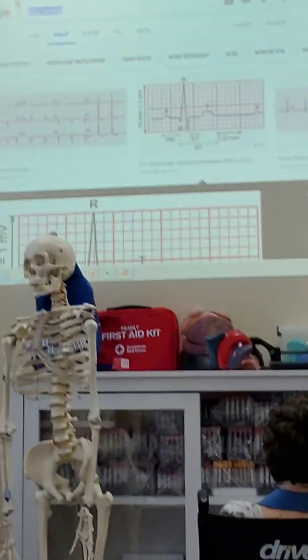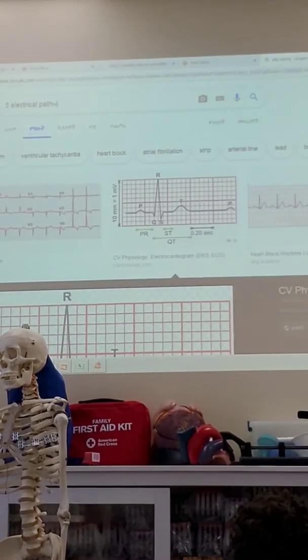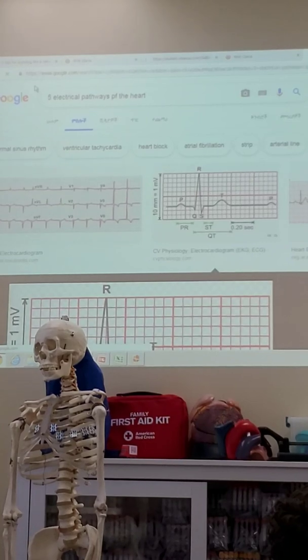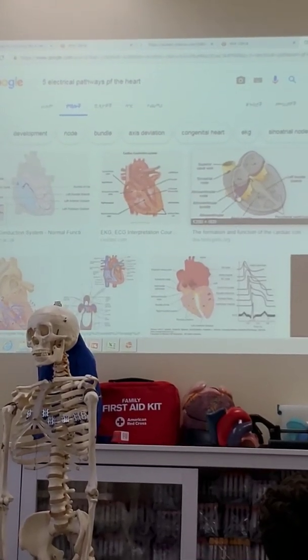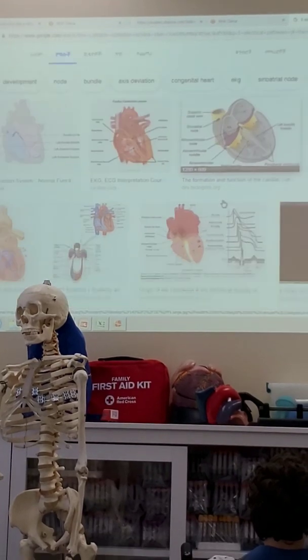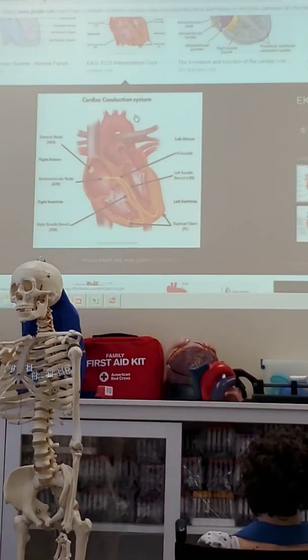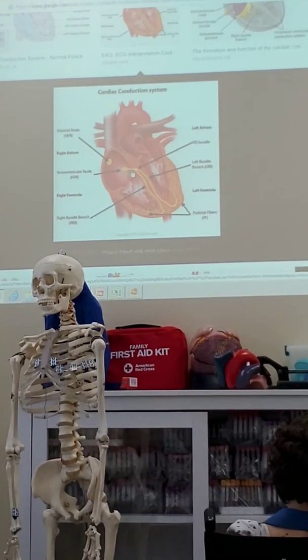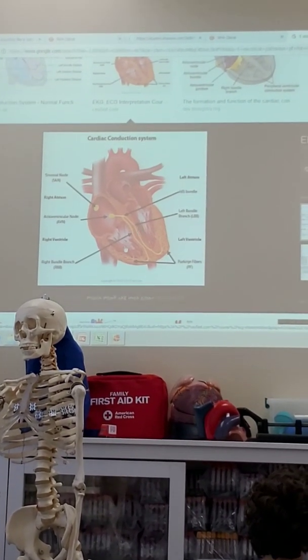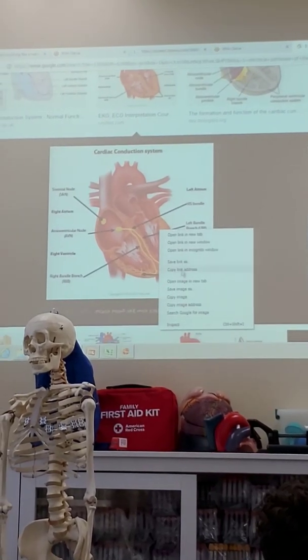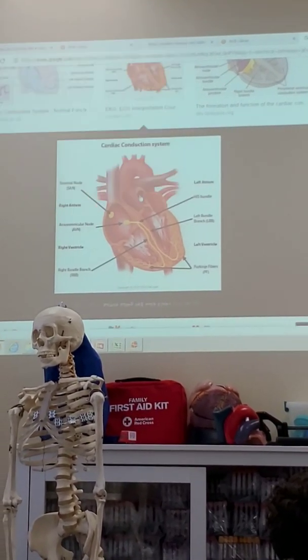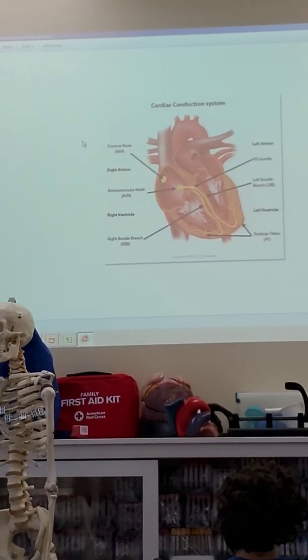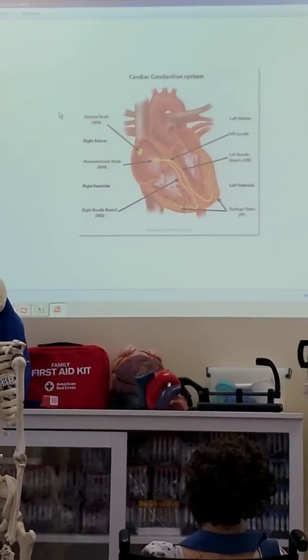Did I give you one of these, the 5 electrical pathways of the heart? Can you see it? The SA node, AV node, bundle of His, right and left bundle branches, so these are the 5. You need to know them, that's very important. These are the ones that pass the electrical impulse to create all those tracings on the EKG.